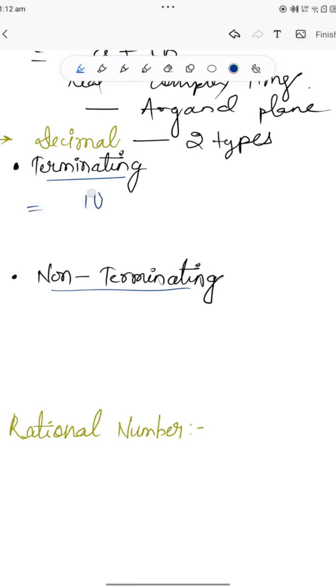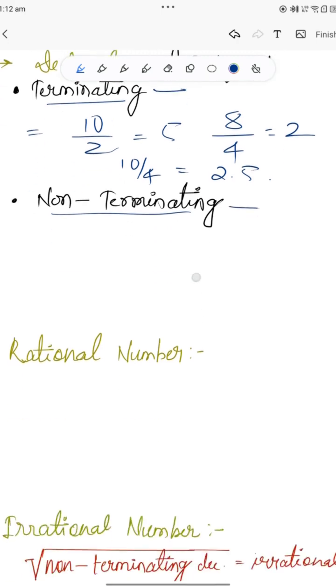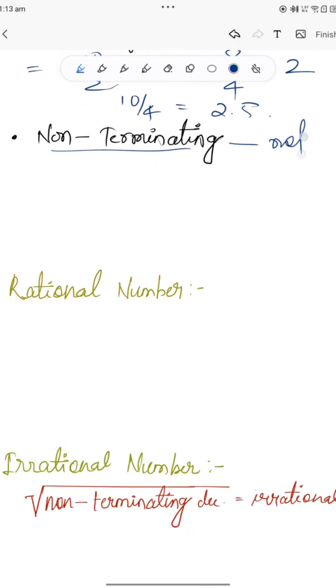जैसे मैं यहाँ पे लिखूँ 10/2, दैट कैन बी कन्वर्टेड इंटू 5. सपोज मैं लिखता हूँ 8/4, दैट कैन बी कन्वर्टेड इंटू 2. इवन when I write 10/4, it will be converted into 2.5. So numbers which can be converted are called terminating, and those numbers which cannot be converted in a particular format are called non-terminating.